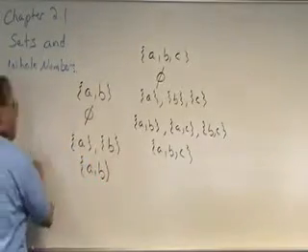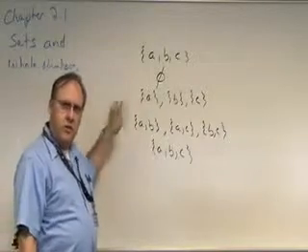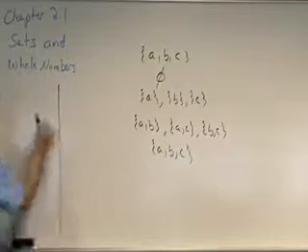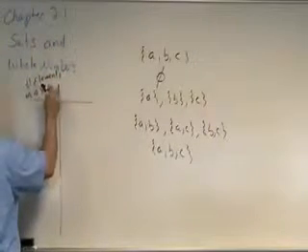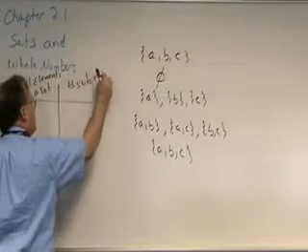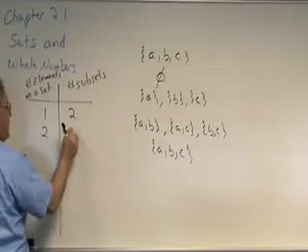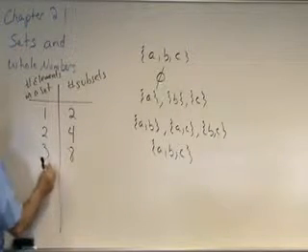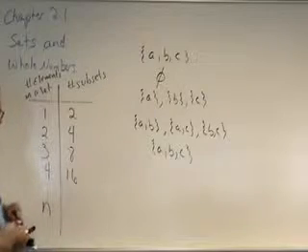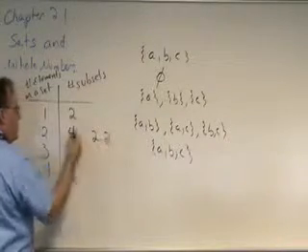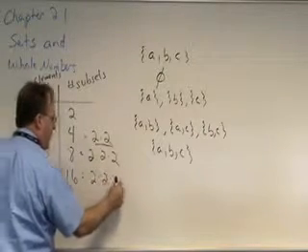If I wanted to do four elements, you can see that at each juncture things are doubling, okay? At each juncture things are doubling. So if I want to write it down sort of as a chart, I can say the number of elements in a set and the number of subsets. If I have one element, I have two subsets. If I have two elements, I have four subsets. Three elements, eight. Four elements would be 16. And if I had n elements, well, how would I look at that? Well, again, this is double the 2, this is double the 4, this is double the 8.